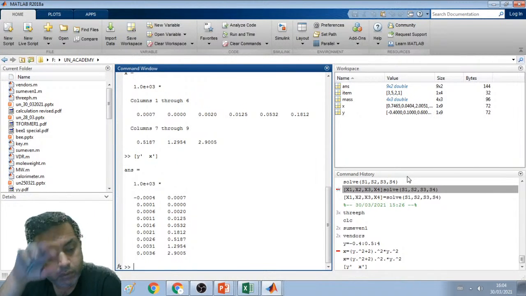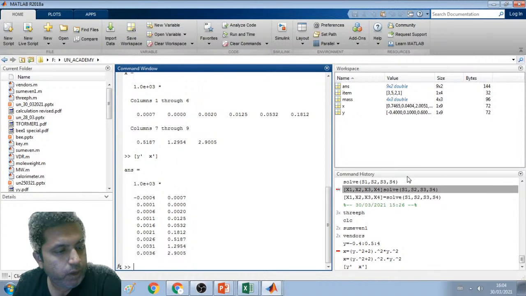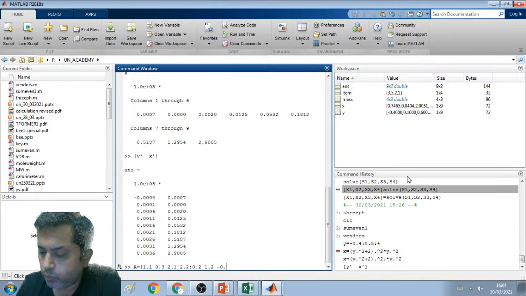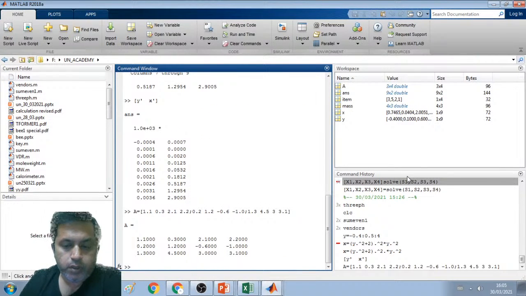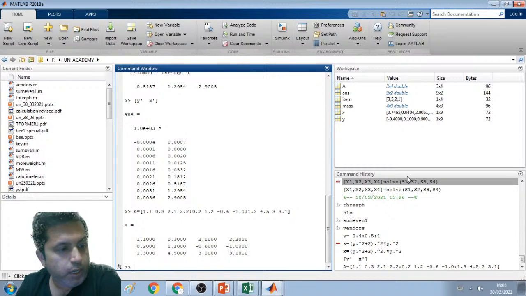So one by one. Okay. So A is equal to 1.1 space 0.3 space 2.1 space 2.2 semicolon 0.2 space 1.2 space minus 0.6 space minus 1 semicolon 1.3 space 4.5 space 3 space 3.1 space 3.1. So this is the A matrix.